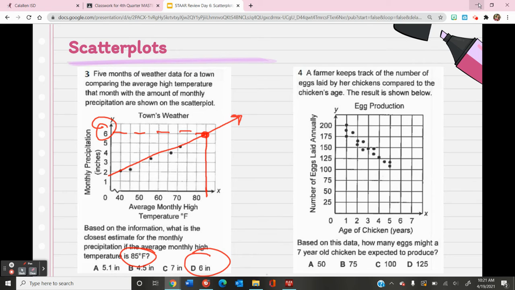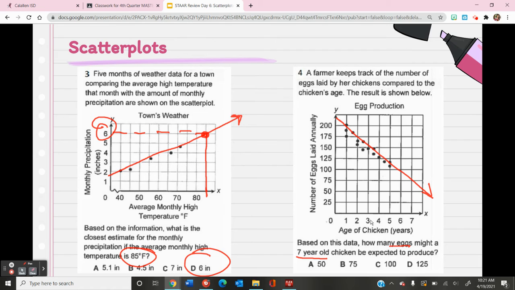The result is shown below. Based on this data, how many eggs might a 7-year-old chicken be expected to produce? So again, here we're just going to draw our trend line. And here I see that my trend line is going downward. So I want to know how many eggs might be produced from a 7-year-old chicken.